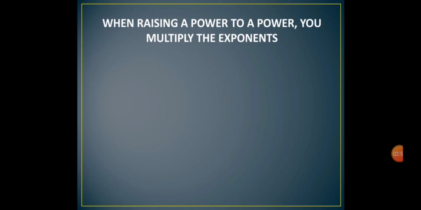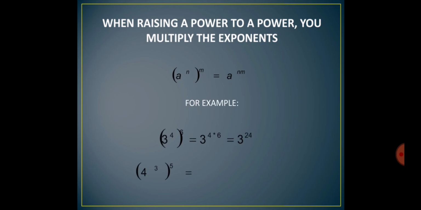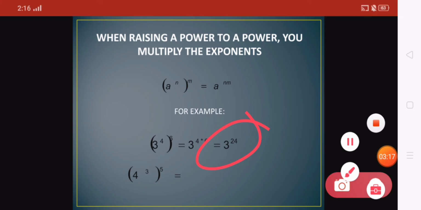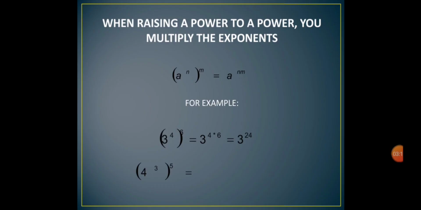When raising a power to a power, you multiply the exponents. (a^n)^m equals a^(nm). So for example, 3^4 to the power of 6. So 4 times 6 equals 24. So our answer is 3^24. Another example, 4^3 to the power of 5. So 3 times 5 equals 15. So our answer is 4^15.